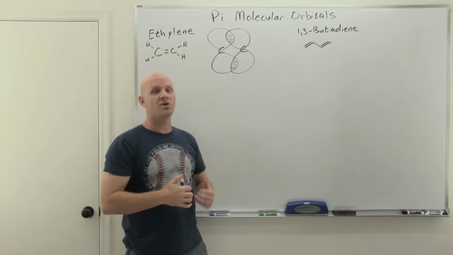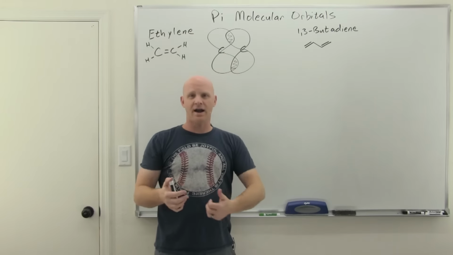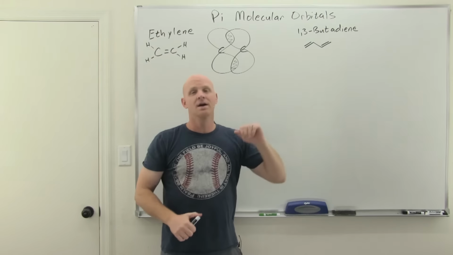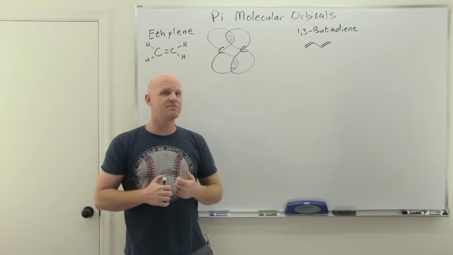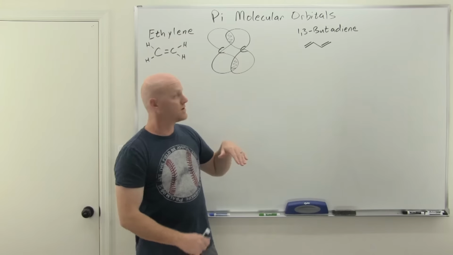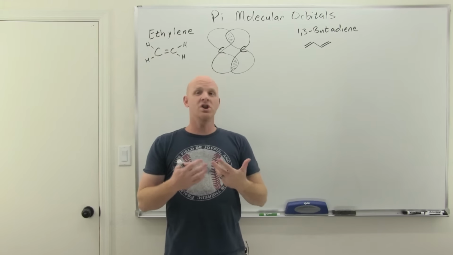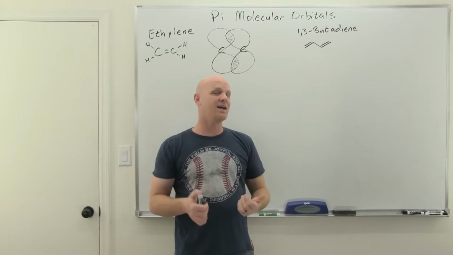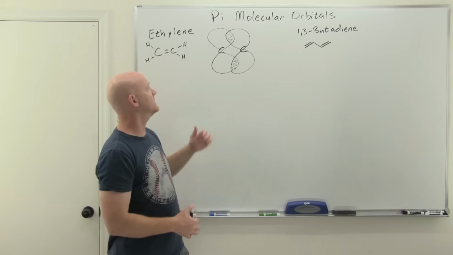And when this occurs, if it occurs in phase, if the wave functions match, that leads to constructive interference and a lower energy bonding molecular orbital. But if it happens out of phase, if the wave functions don't match in sign, then it's going to lead to the creation of a node and the creation of an antibonding molecular orbital, which will be higher in energy. So that's kind of the deal.